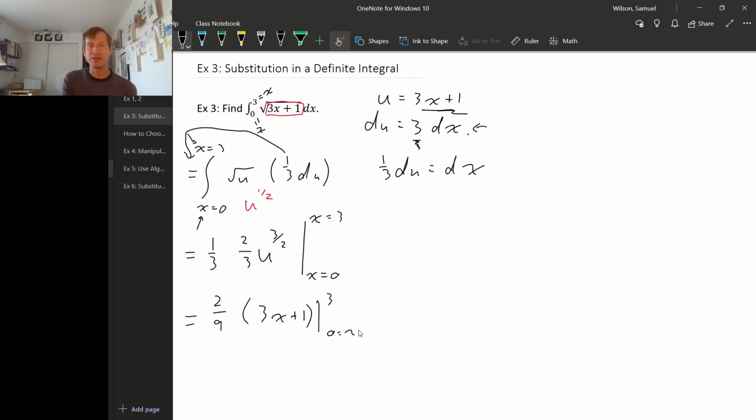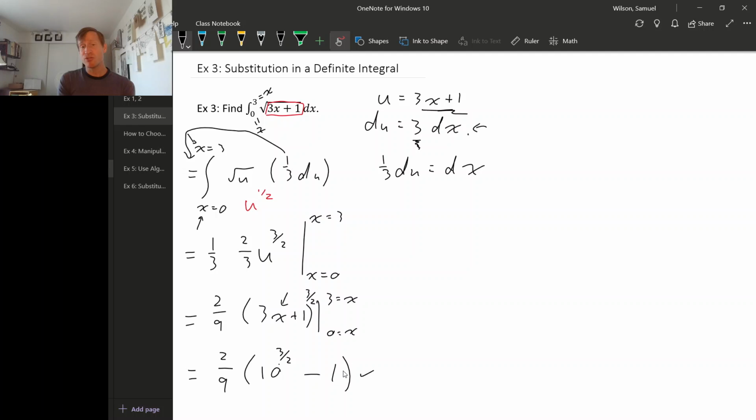And these are x values, and since our variable is back to x over here, now we can plug in our bounds. So 2/9, oh, and I missed an exponent here. This should be 3/2 right here. Okay, 2/9 times, plug in 3 for x, and you get 10, so 10 to the 3/2, minus, and then plug in 0 for x, and you get 1 to the 3/2, which is 1. And there we go. So there's our final answer.